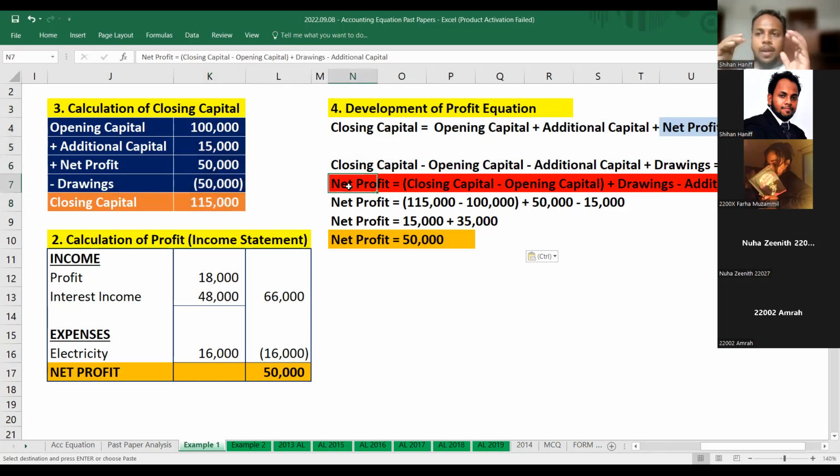So when calculating the net profit, whatever the owner has taken from the business, that should be added. That is why we add. And additional capital means owner has invested more. So that should be deducted. Is it clear?